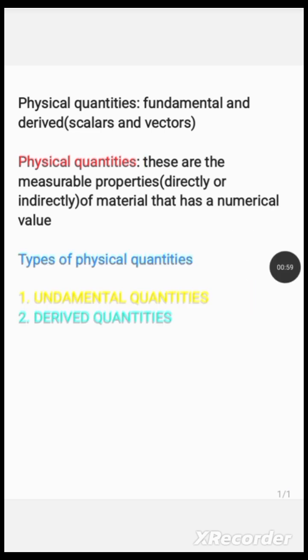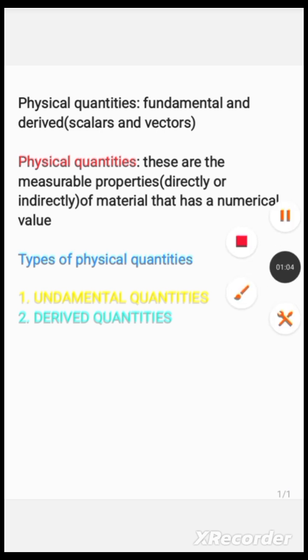Physical quantities are measurable properties, either directly or indirectly measurable, possessed by a material that has a numerical value. For example, the temperature of that material, the weight, the mass, etc. Let us continue. Now, there are two types of physical quantities.